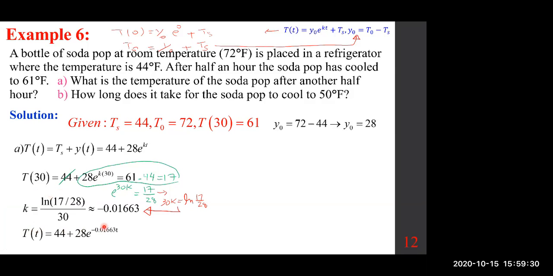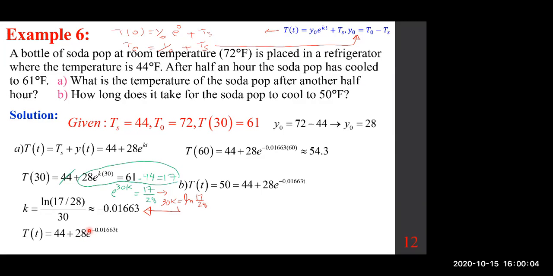We got it. Now part A, what is the temperature after another half an hour? That means the lowercase t is now 60, class. So I don't want you to be confused that it's T of 30. No, we had T of 30. Now another half an hour, that means in an hour, total of 1 hour. So T of 60. And you calculate it, big deal. Part B, how long does it take for it to go to 50? Now set this one equal to 50 and solve. Set it equal to 50.